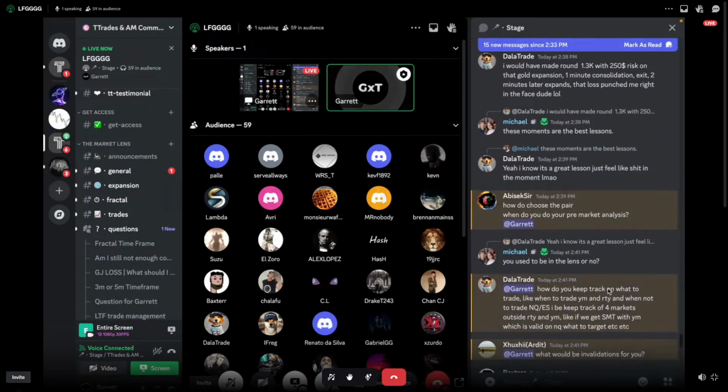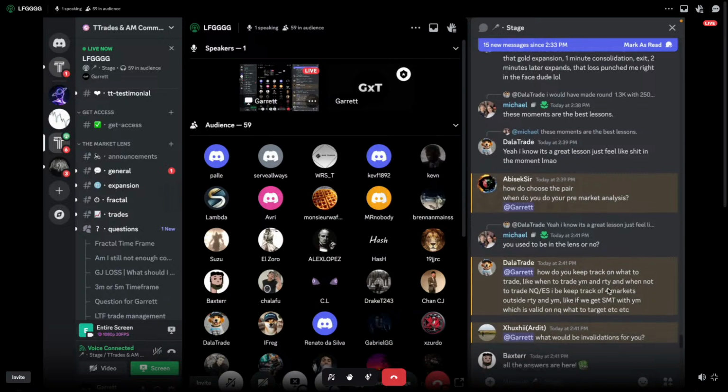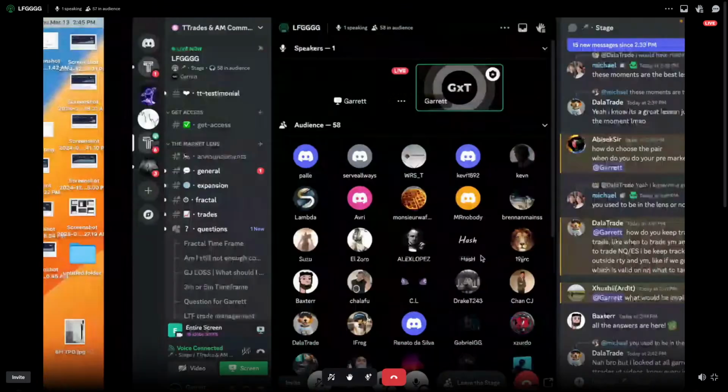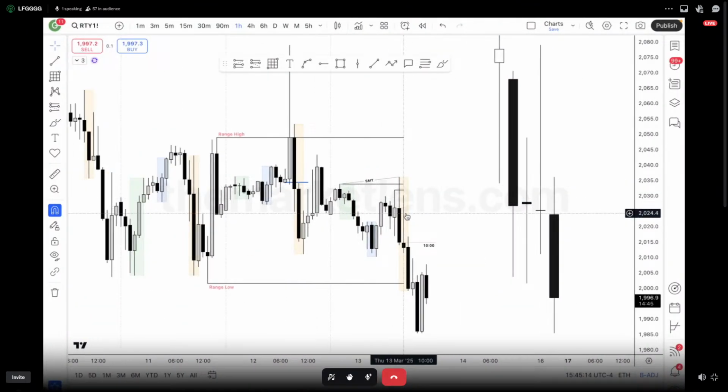How do you choose a pair? It's just relative strength. You want to do your analysis between correlated assets. You always want to trade the weaker pair when you're bearish, and if you're bullish, you want to trade the stronger pair, etc. As for when to trade YM and when not to trade NQ, I track four markets. It's not like I'm going to trade NQ, YM and ES in the same day. I'm just going to pick one out of the four. Generally, that's how I'm going to do it.